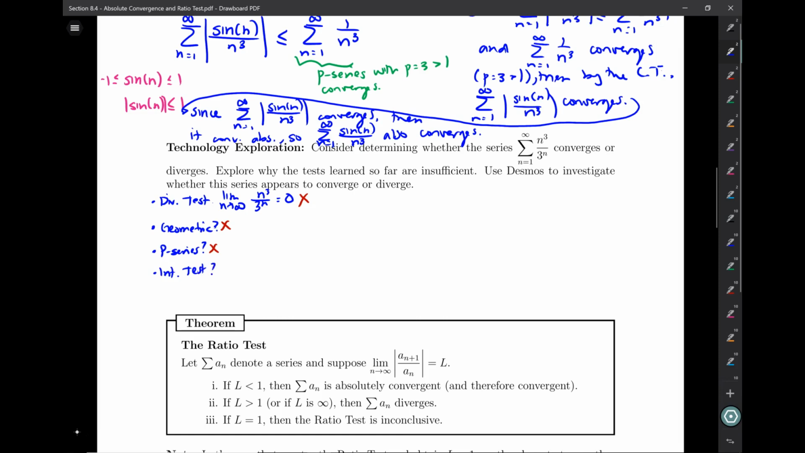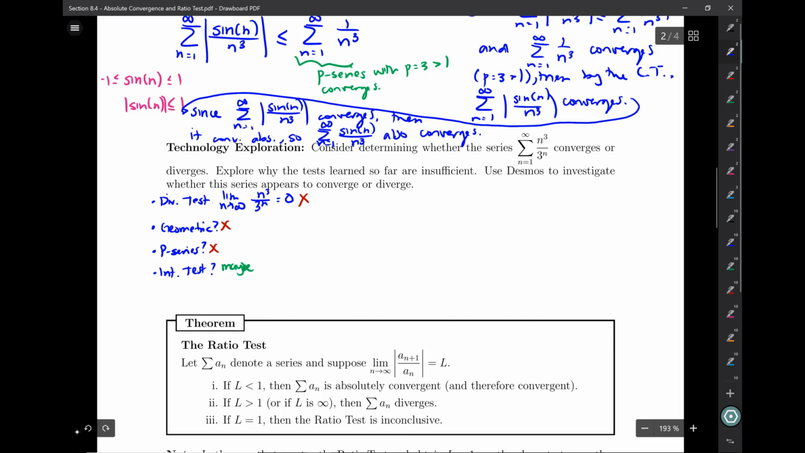Well, it's possible that we could do the integral test, but it would be pretty complicated. You'd have to do n cubed times 3 to the negative n, and I believe you'd end up having to do integration by parts 3 times. You would also need to know the antiderivative of 3 to the n. I think this would work, but let's see if we can come up with something that's a little bit easier for us to use.